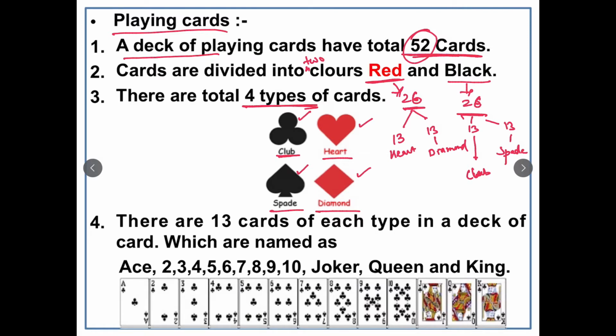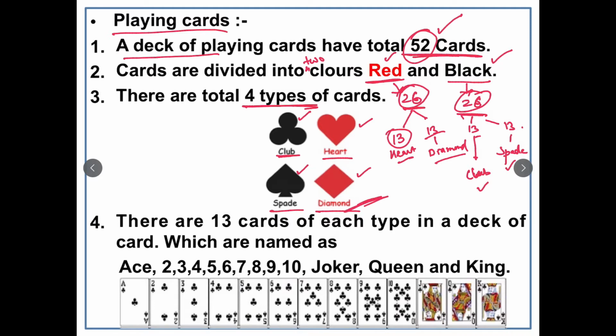That is, the total number of cards in a deck is 52. There are two colors of cards, one is red and the other is black. So there are 26 cards of red color and 26 cards of black color. Out of those 26, 13 red cards are hearts, and the remaining 13 are diamonds. And among the black cards, 13 are clubs and 13 are spades. And these are the symbols of each one.